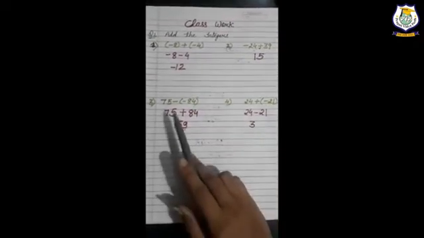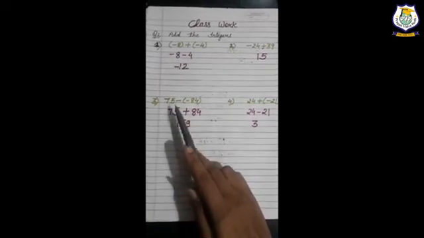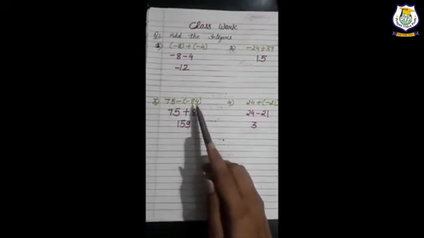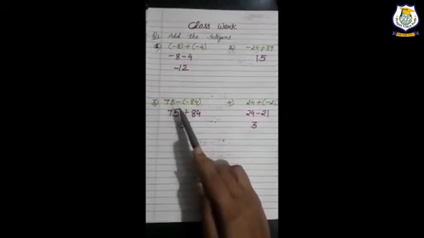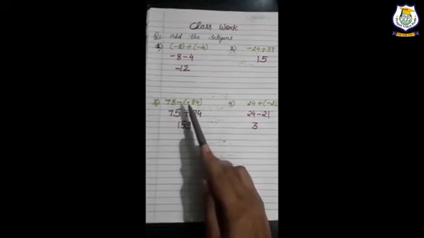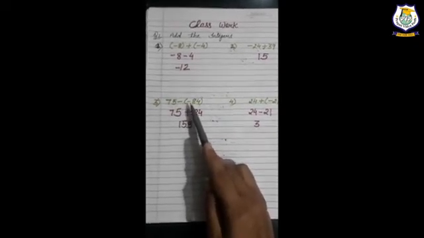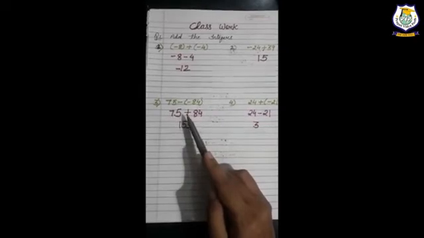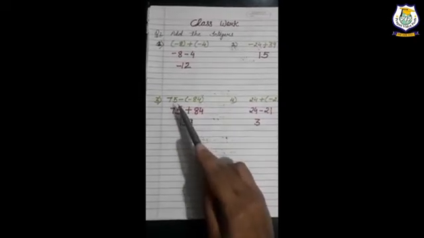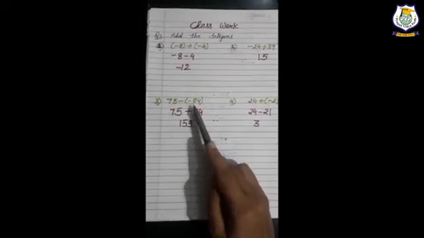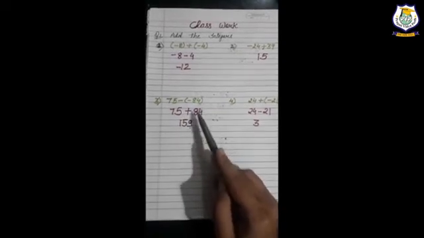Now our next example, 75 minus bracket minus 84. Like that sum, if they have given, whenever they have given two negative signs, then minus minus will be converted into the positive sign. So I have written 75 minus minus is plus and 84.